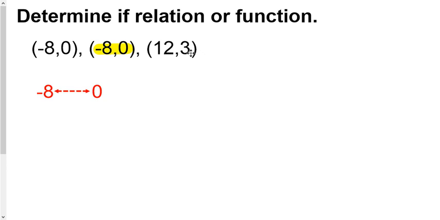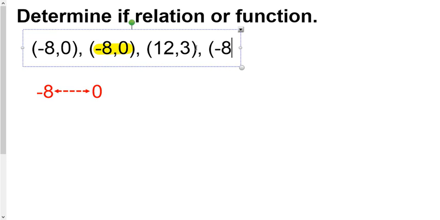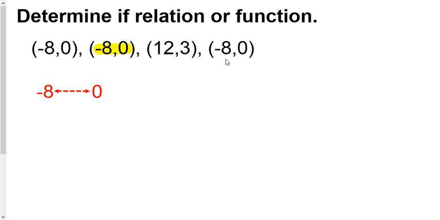And you know what? If this happened right here, watch this. Negative 8 is paired up to 0 for a third time. We really don't care because we've already shown this relationship once, twice, three times. It doesn't matter. We've shown that negative 8's input and output is 0. We've shown that. We don't have to show it again.